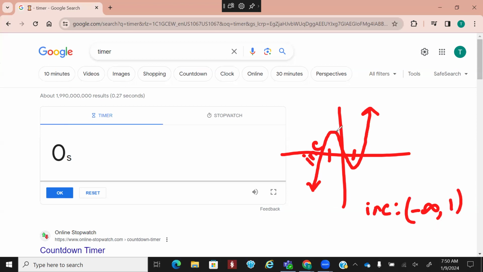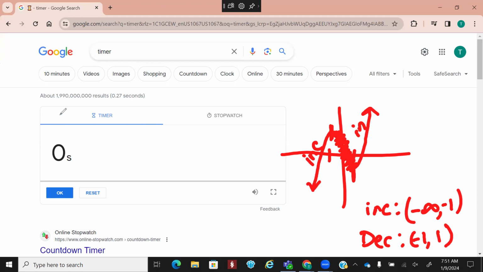Now what happened? What's the next thing? It decreased, right? Well, where did it start decreasing? It started at -1 and went into where? Look at the x values. So it went from -1 to 1, right? And then what did it do? It increased again. So sometimes you might have more than one increasing interval.